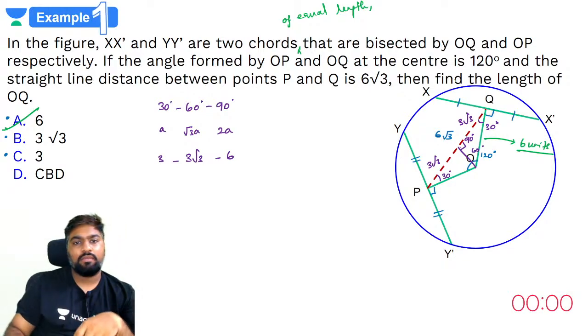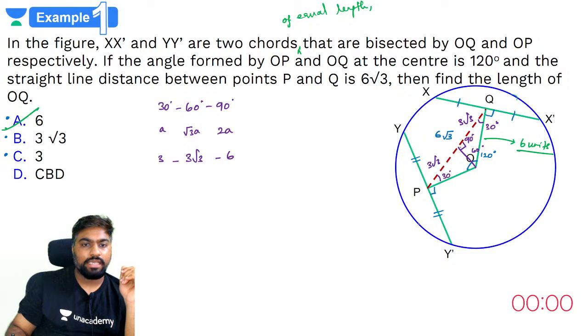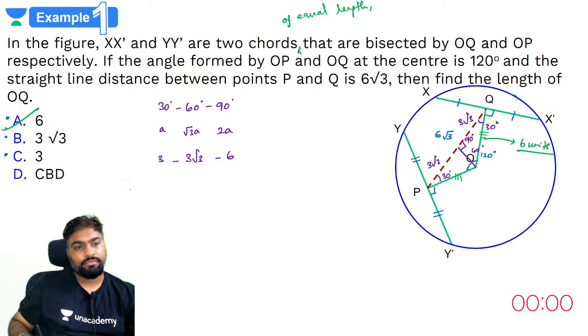If the chords are equal, their bisectors will also be equal. Yes or no? Their bisectors will also be equal. So OQ will become equal to OP. Only when OQ and OP are equal can we say the angles are 30 each. Otherwise anything could happen: 10-40, 20-40, 10-50, 5-55 could all be possible. Understand? If the chords are of equal length, and if you draw a perpendicular, there is another property.